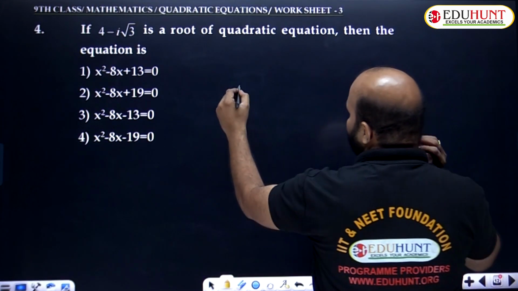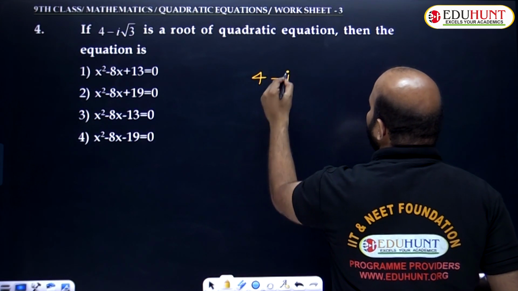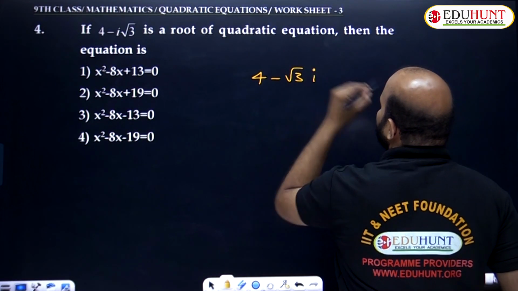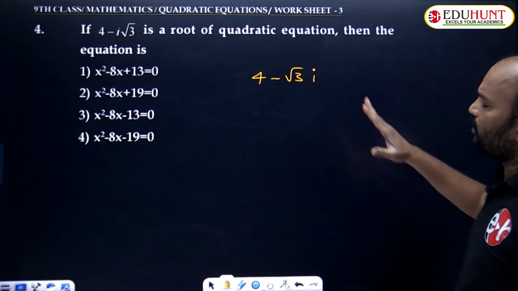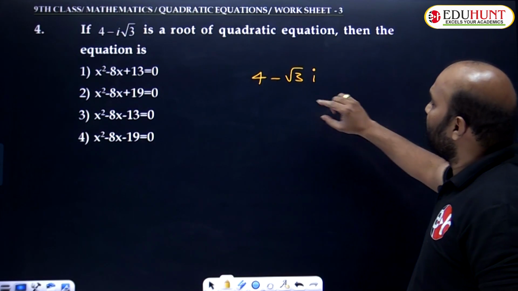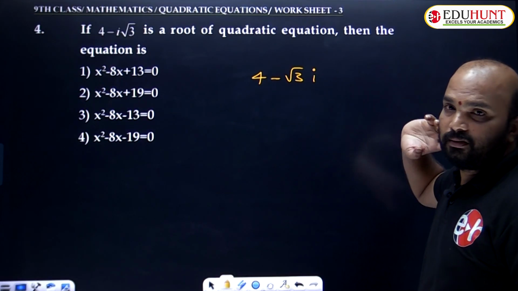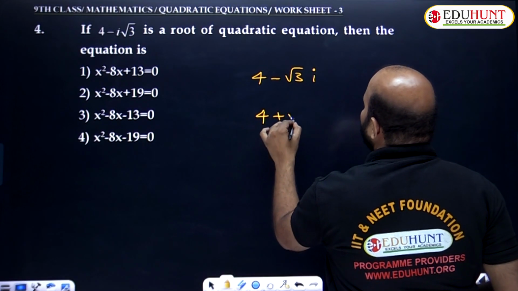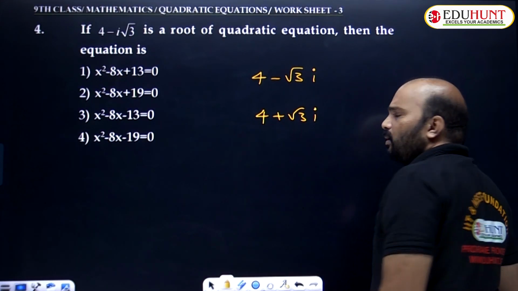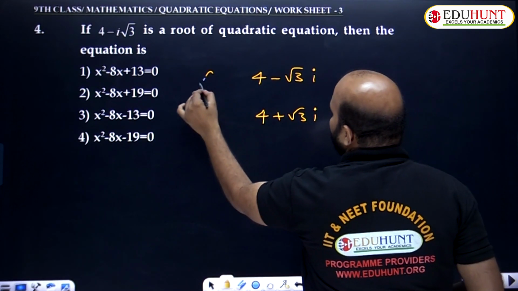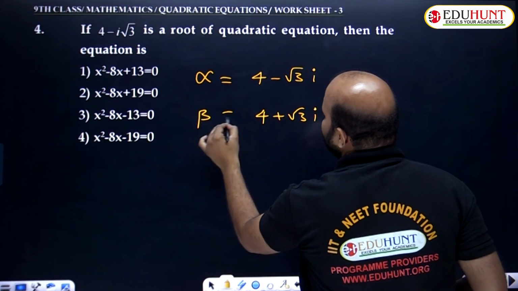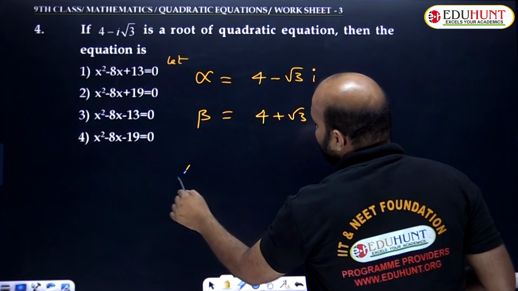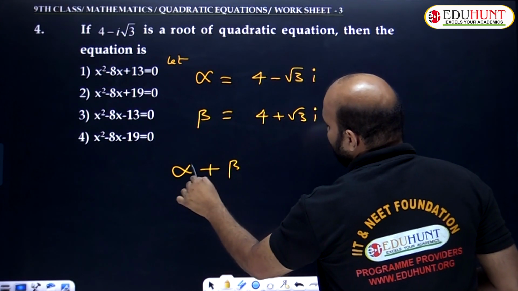So clearly we need to notice that 4 minus i root 3, or it can be written root 3 into i, both are same. So one of the roots is a complex number of the quadratic equation. Its conjugate, 4 plus root 3 into i, must also be a root. So let me take this as the alpha value and this as the beta value. Am I clear? Yes.